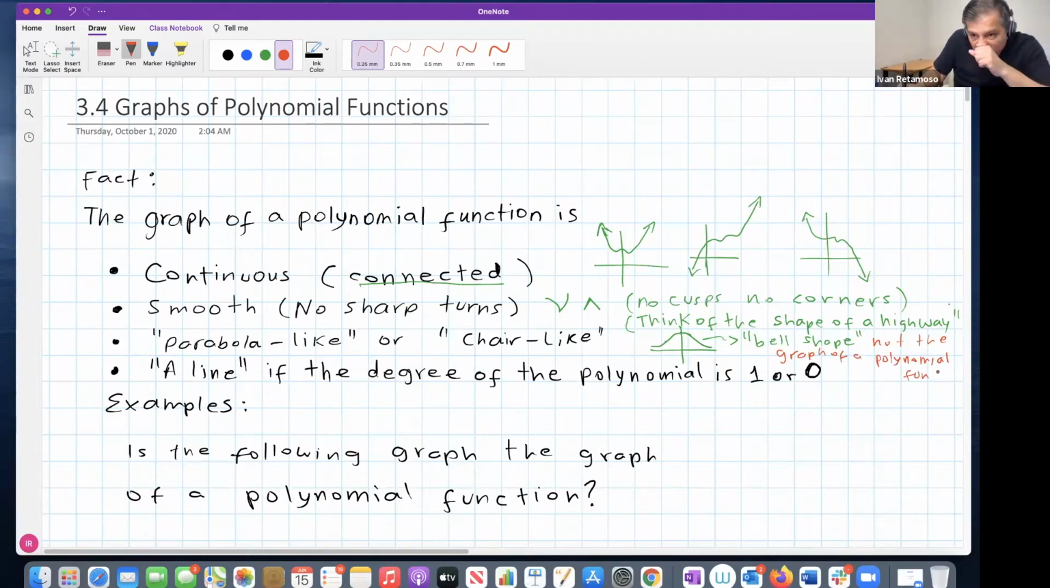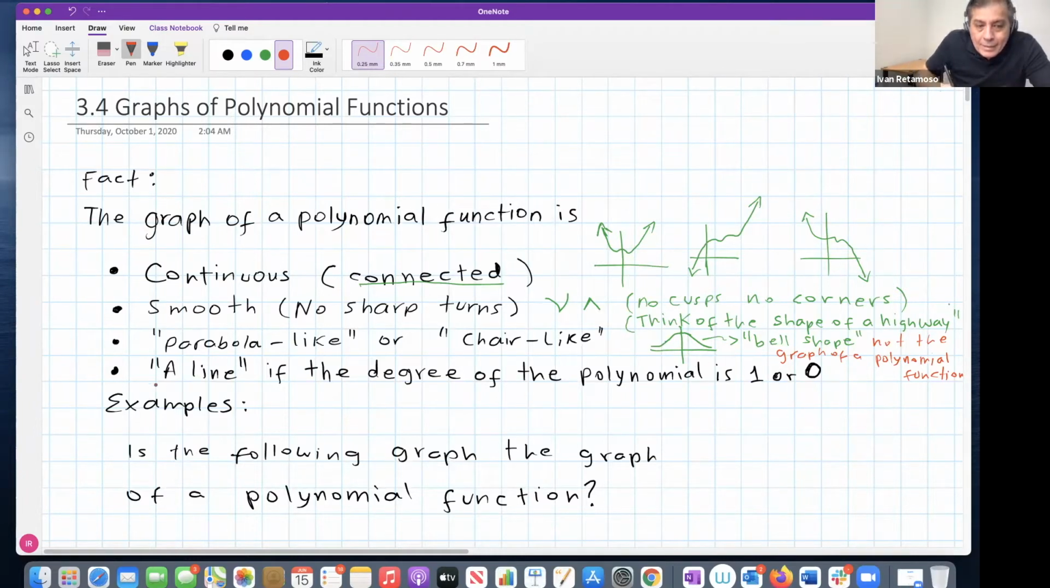I tell you this, guys, because on the homework, you will be given a bunch of graphs and they will ask you, right, what could be the graph of a polynomial function? If you see a bell shape graph, no, this is associated to a different function that you will study in calculus later, in statistics. But it's not the graph of a polynomial function.